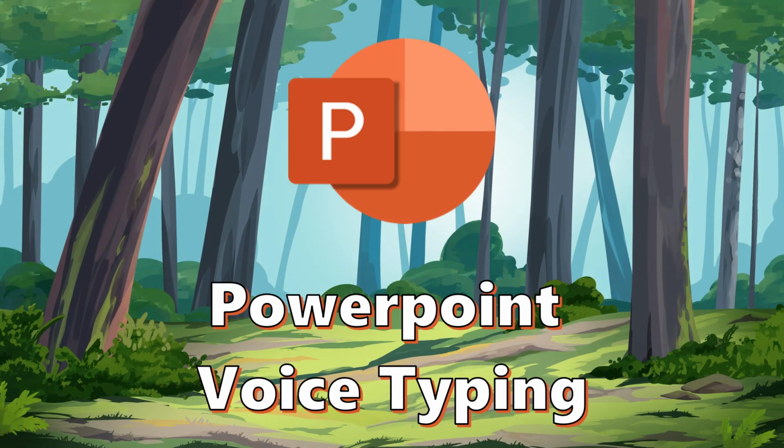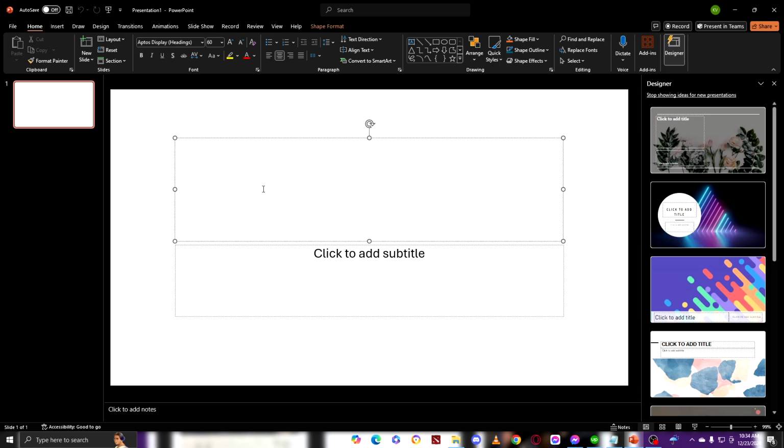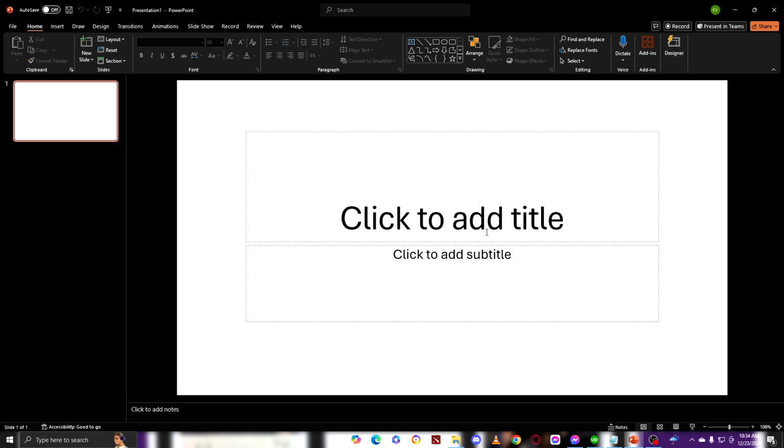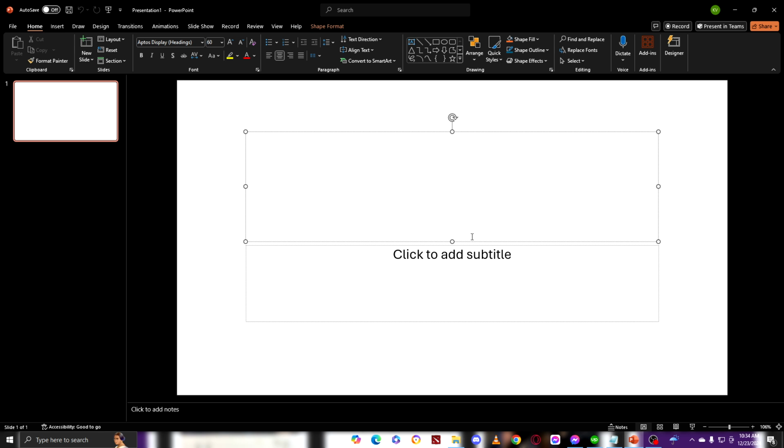PowerPoint voice typing. On today's video, I'm going to teach you about PowerPoint voice typing, how to type using your voice. So first thing you need to do is open up your PowerPoint. Once you open up your PowerPoint, click here. Once you click there, you need to go to Home. Once you're at Home, click on Dictate.